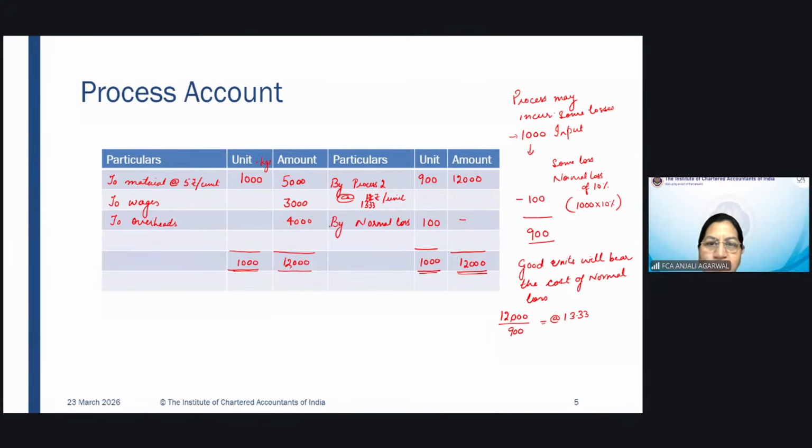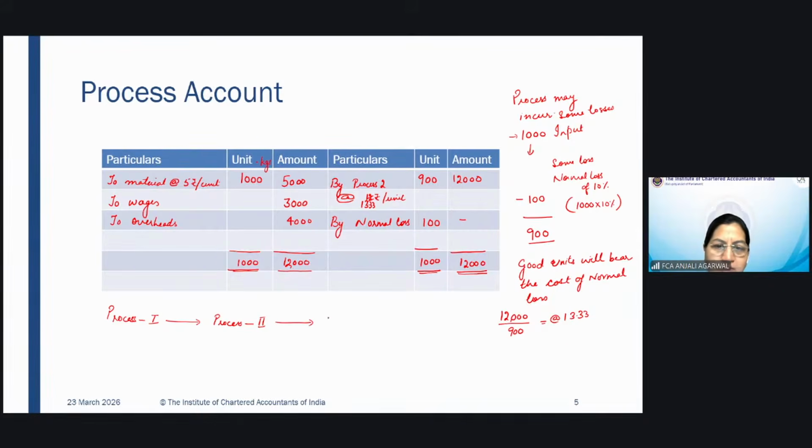So this is how you prepare a process account. Similarly, the output of process 1 will become the input for process 2, and the output of process 2 will become the input for process 3. So this process goes on, depending upon how many total processes there are, until the goods are finished.